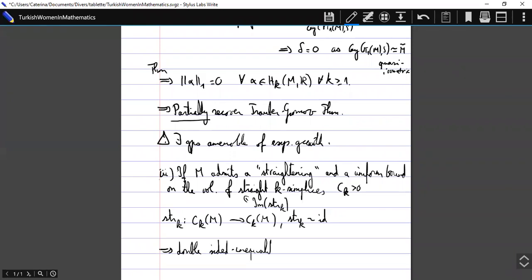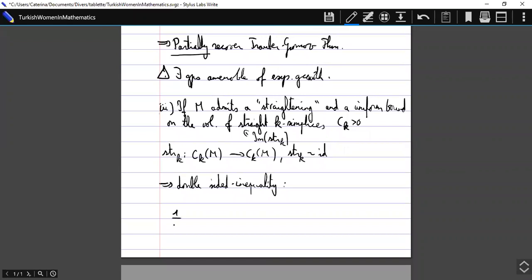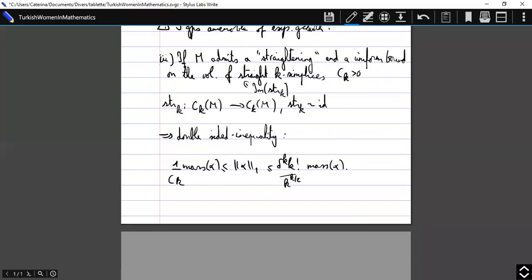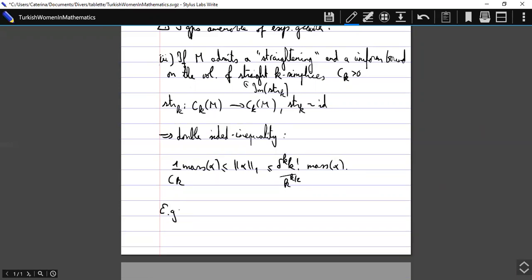Inequality of this form: 1 over this C_k times the mass of alpha is less than or equal to the L1 norm, which is less than or equal to, here our statement, k over 2 times the mass of alpha. Okay, so in this case, the L1 norm and the mass of a homology class are comparable. And when does this happen? It happens for negatively curved manifolds. So for example, hyperbolic manifolds, they have a straightening.